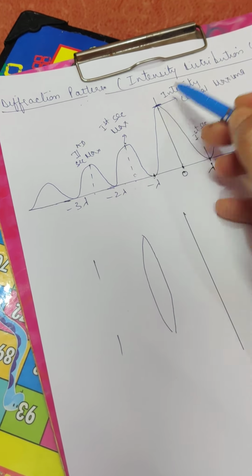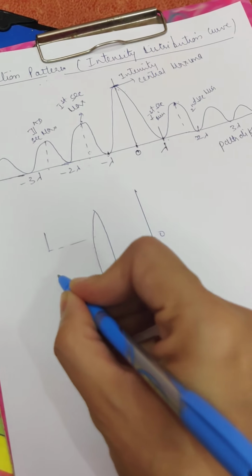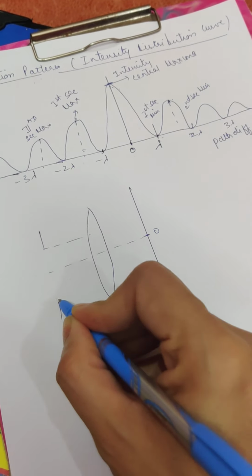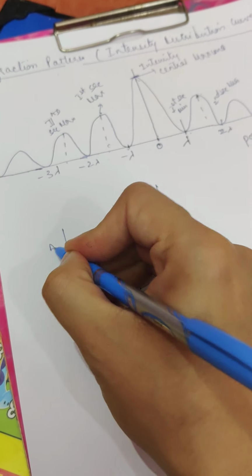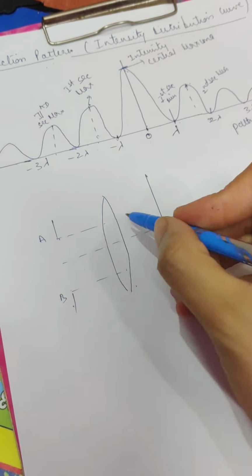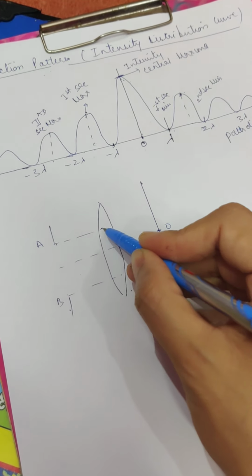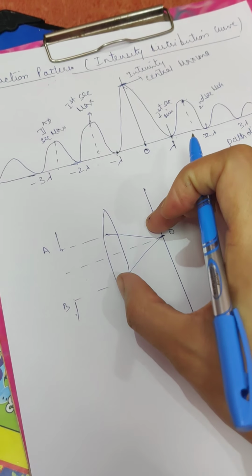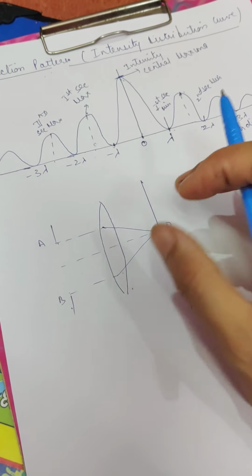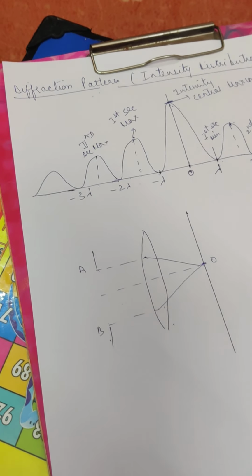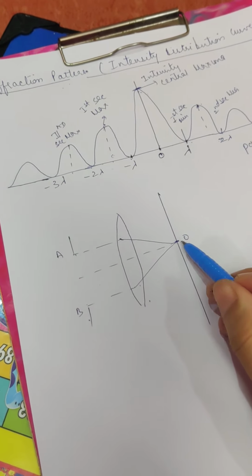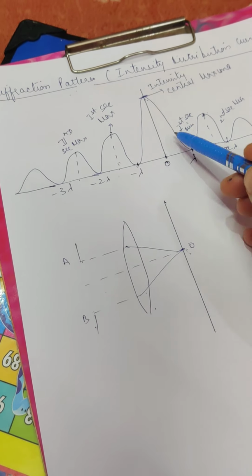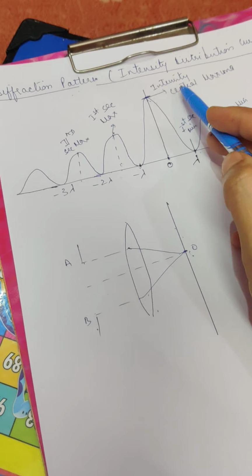See what happened beta. We get the maximum intensity at point O. This is our point O. We get at point O the maximum intensity, because the rays which are falling on the portion AB of the slit meet at point O on the screen after covering the same distance. That's why their path difference is 0, and at point O we get the maximum intensity, and this maximum intensity we call the central maxima.